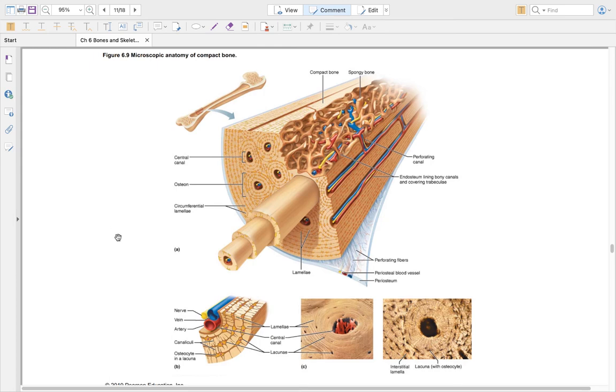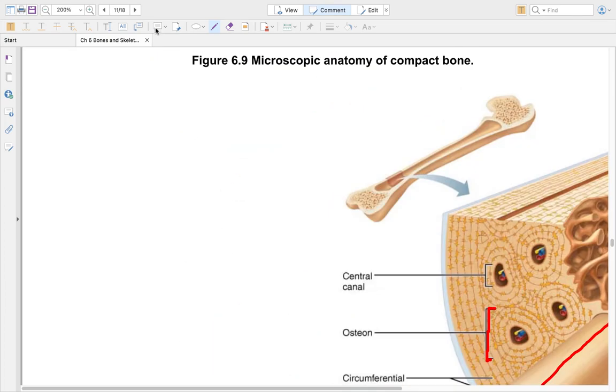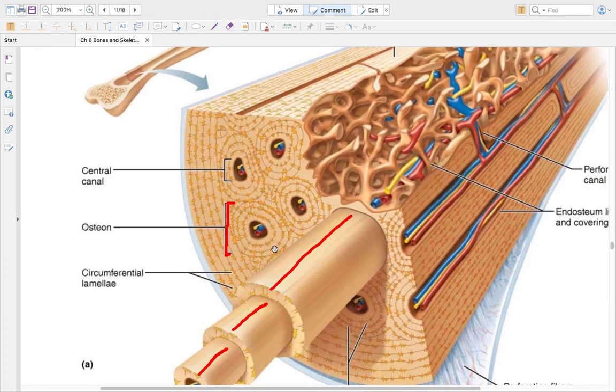This is another view of the bone, and you can see the osteon is cylindrical, and they've pulled it apart. So you can see that this is the innermost region, and then that wraps around it, and that wraps around that. And every osteon looks like a little tree trunk. See those rings?